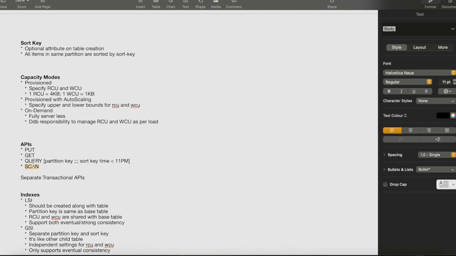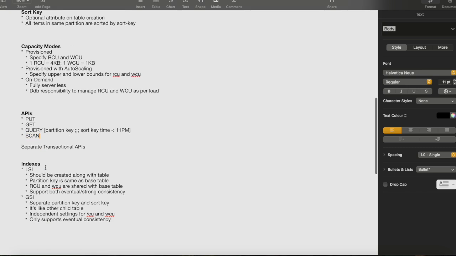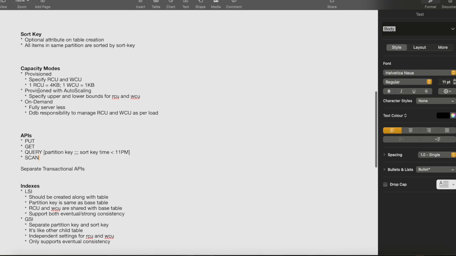Scan is like you don't specify anything, you just basically run through the entire table and then do some sort of filtering. So it is generally not recommended unless you have a very pinpointed use case where you will have to scan the data. Otherwise, it's not a recommended option because it scans the entire table and you are billed for the RCU which you are consuming for scanning that entire table.